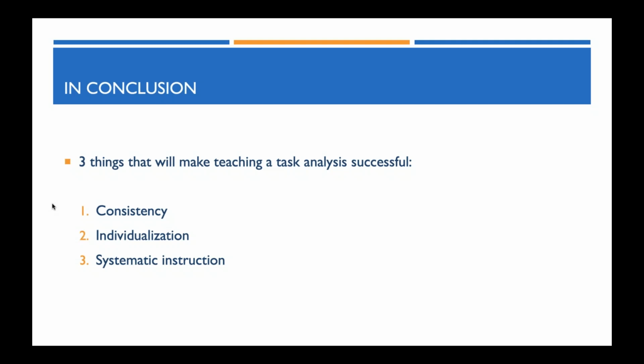So you want to make sure that the steps involved are appropriate for your learner. And number three is systematic instruction. You want to make sure that each step has been broken down into smaller steps, and each step is taught systematically. So those are the three key things that will make this a success.